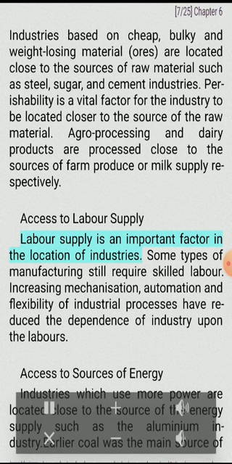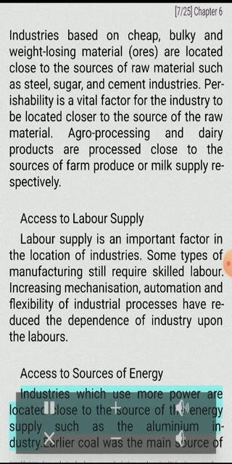Access to labor supply. Labor supply is an important factor in the location of industries. Some types of manufacturing still require skilled labor. Increasing mechanization, automation, and flexibility of industrial processes have reduced the dependence of industry upon labor.